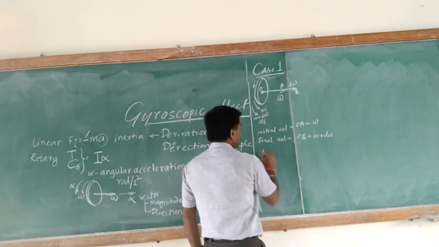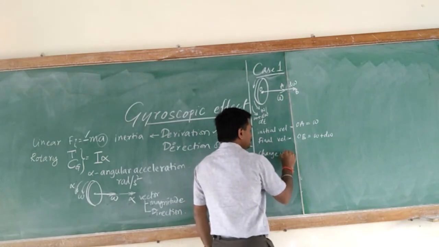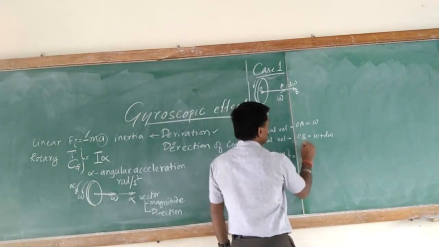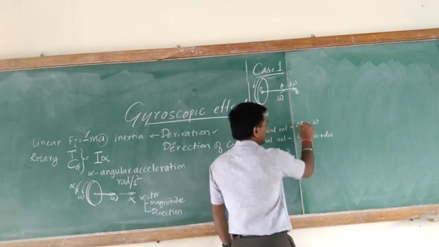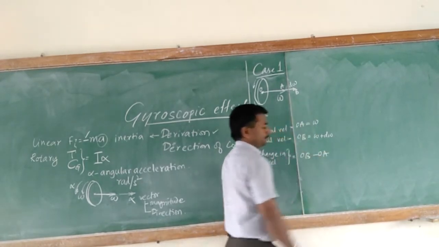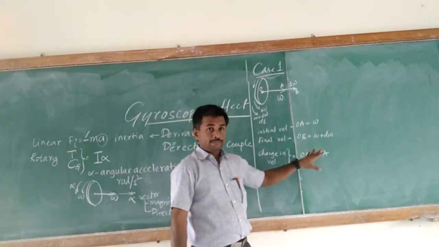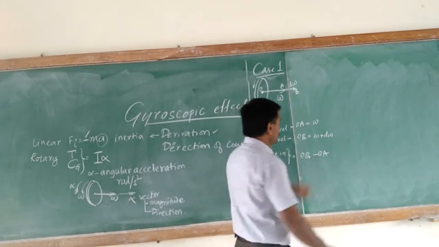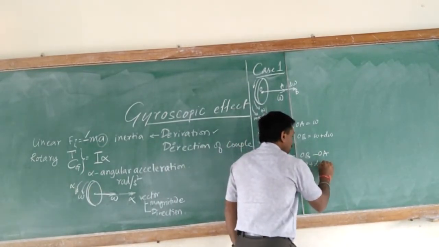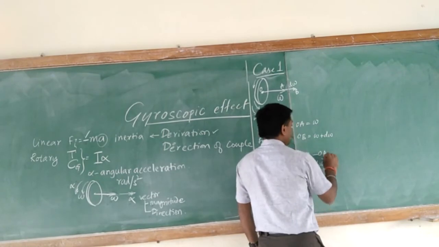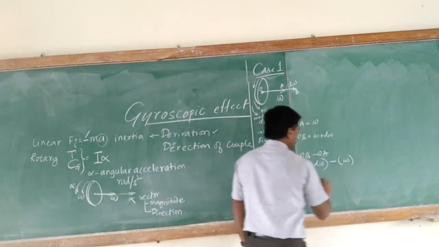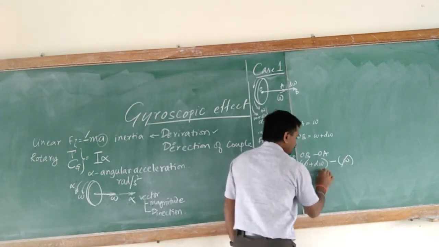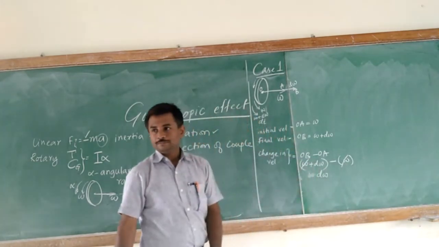So what is the change in velocity? Final velocity minus initial velocity. What is final velocity? OB, omega plus d omega, minus OA, omega. Because the direction is same, we can directly use subtraction. Now open the brackets. Omega will cancel. We are left with d omega.